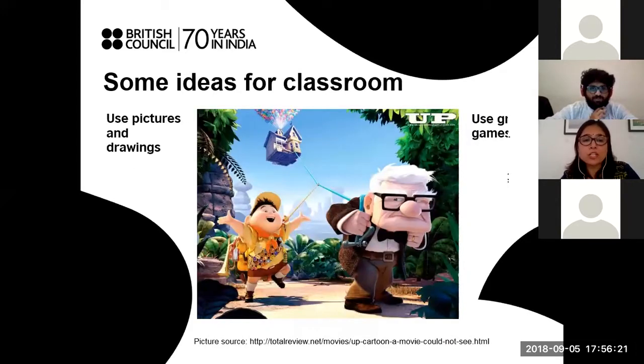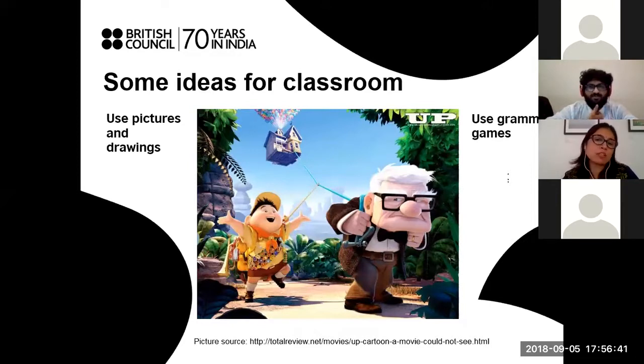Use pictures and drawings, very useful. You can use it for vocabulary learning, speaking. For example, you can reveal the picture bit by bit to arouse interest among learners. Say, okay, what do you think you will see? What do you think you might see? And the learners will say, okay, there might be, or whatever.